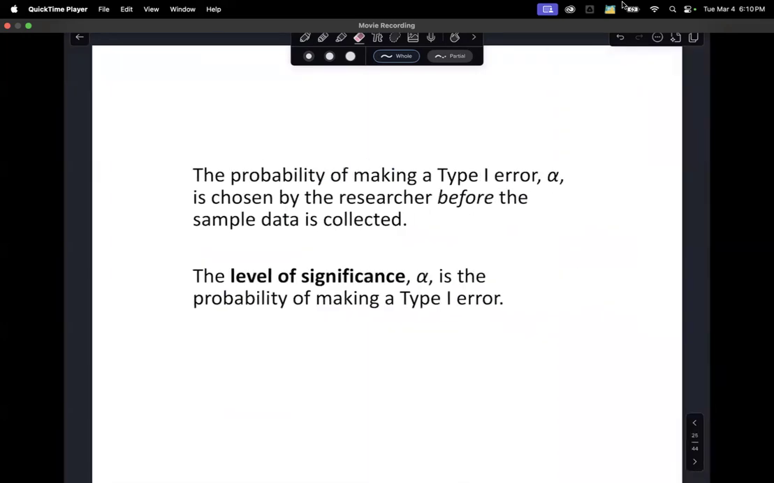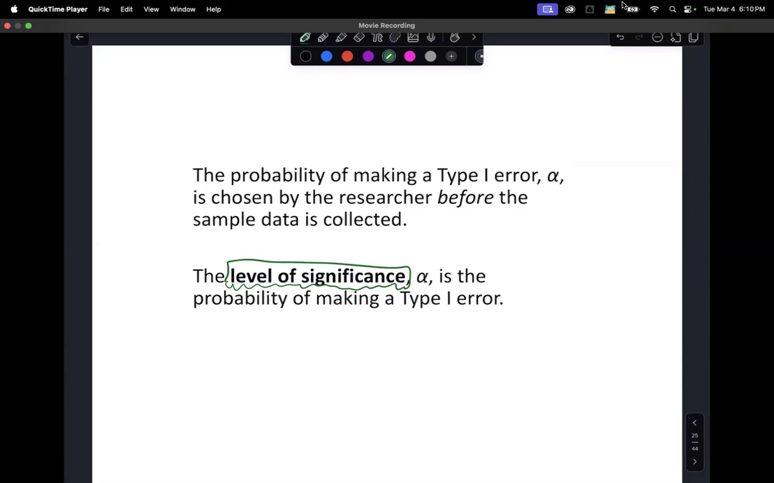I just said this, but our probability of making a type 1 error is called the level of significance, and we're going to be using this a lot. Our level of significance is alpha. We've already been using alpha a little bit. It basically is the same thing; we're just giving it a different name. This is the probability of making a type 1 error.